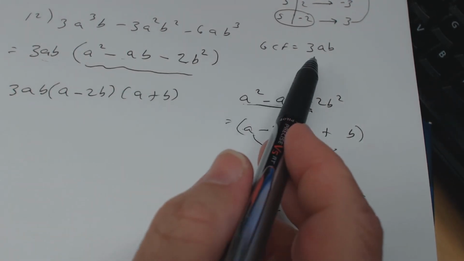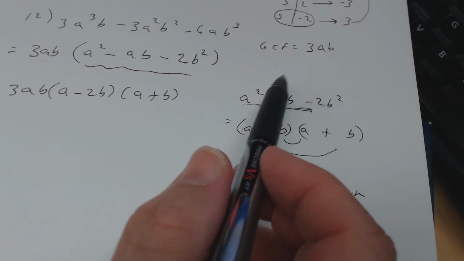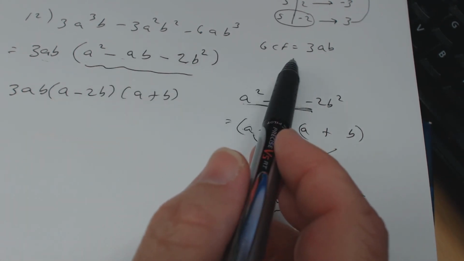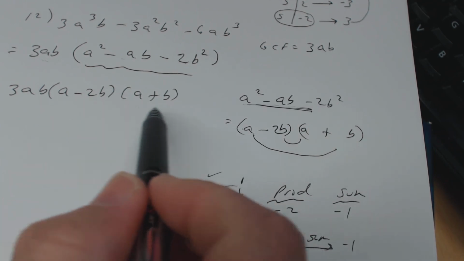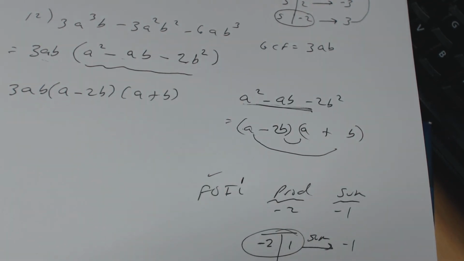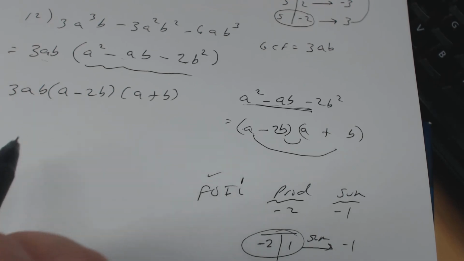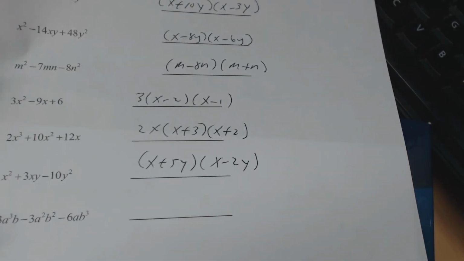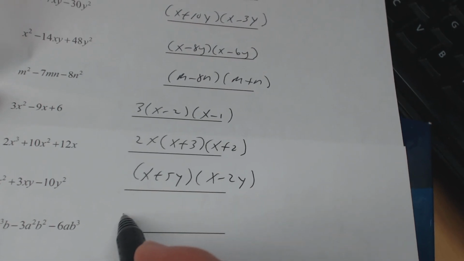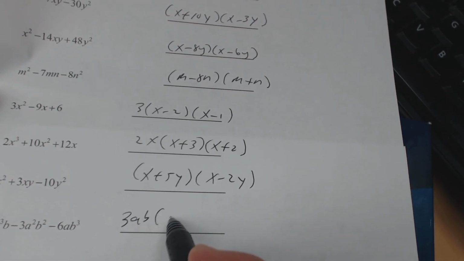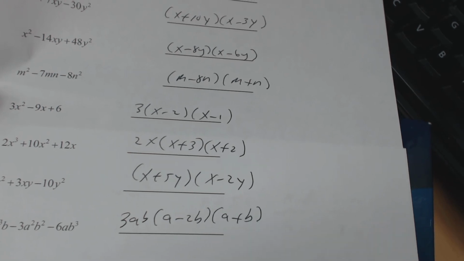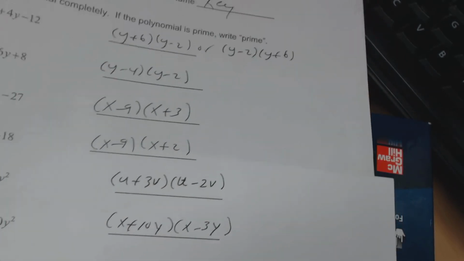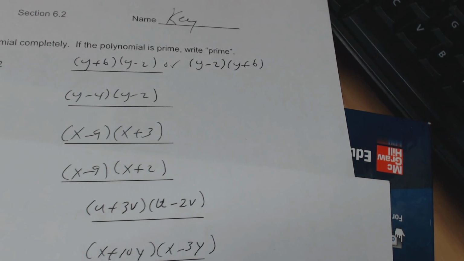So remember, the 3ab are factors of your polynomial. So 3 is a factor, a is a factor, b is a factor, and so is a minus 2b, and so is a plus b. So that's the answer number 12. So that's going to go here, number 12. So you have 3ab times a minus 2b times a plus b. Okay, so hopefully this did help you.